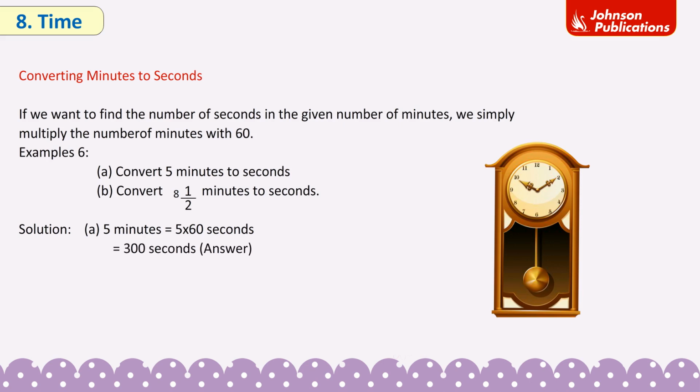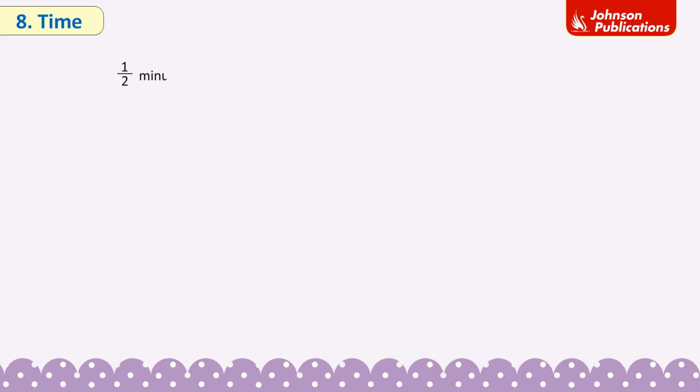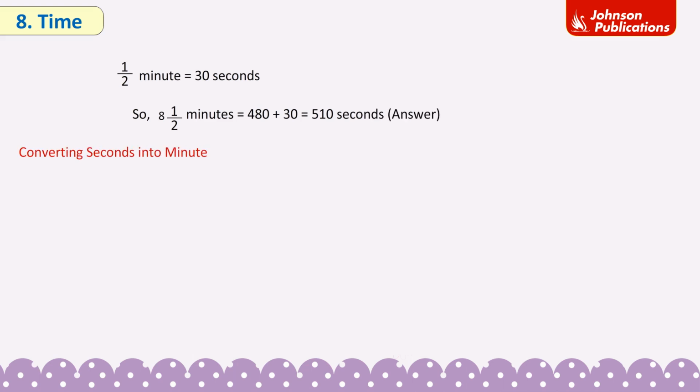That's our answer. B. 8.5 minutes equals 8 minutes plus half a minute. 8 minutes equals 8 multiplied by 60, which is equal to 480 seconds. Half a minute equals 30 seconds. So, 8.5 minutes equals 480 plus 30, which is equal to 510 seconds. That's our answer.